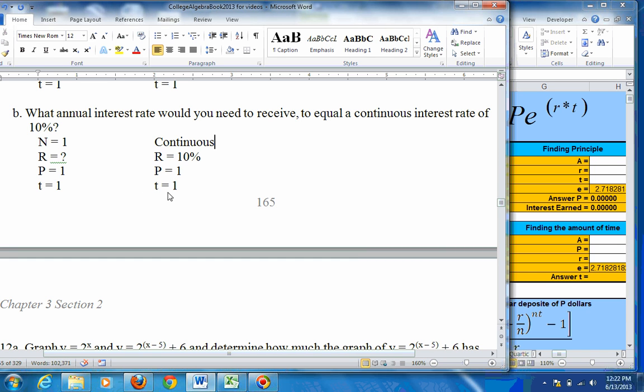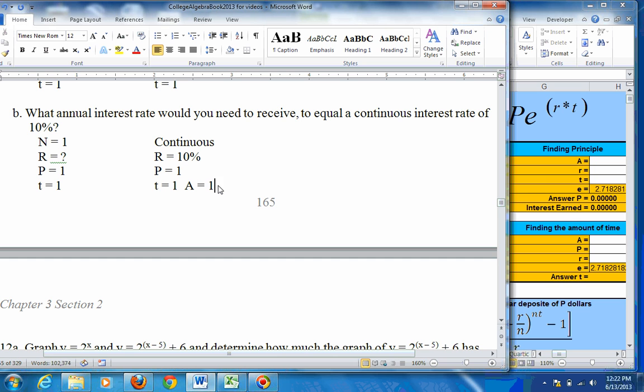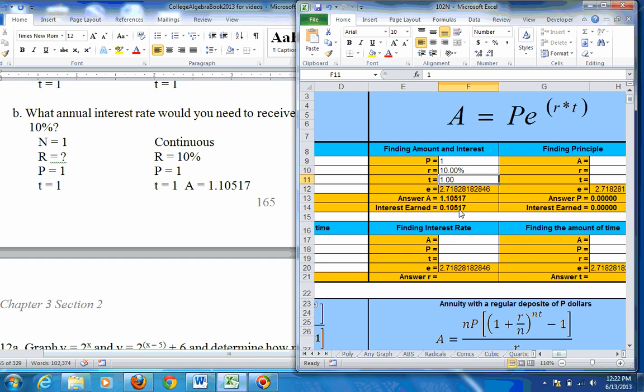So over here, I have all the information, and it's continuous. I can figure out then from this information right here what the amount ends up to be. So on the continuous side of the sheet, I put in $1, 10% for 1 year, and I get this 1.10517. And now see, that's the amount that this bank has to end up with too.